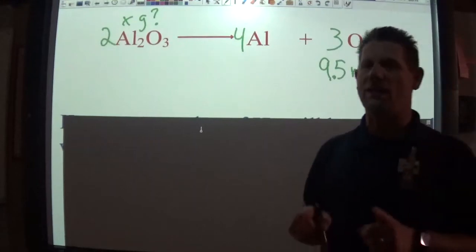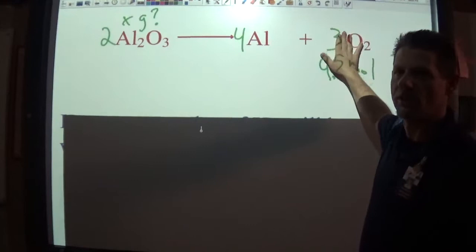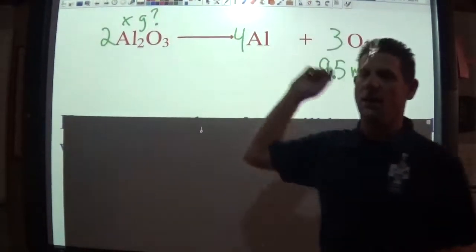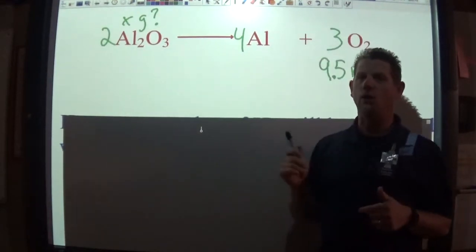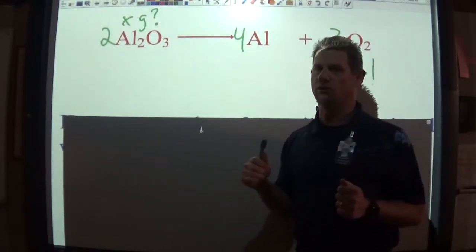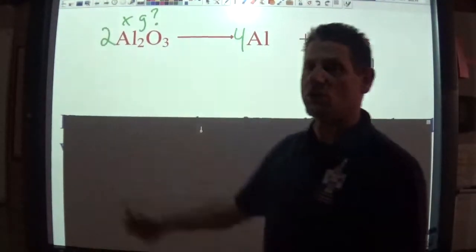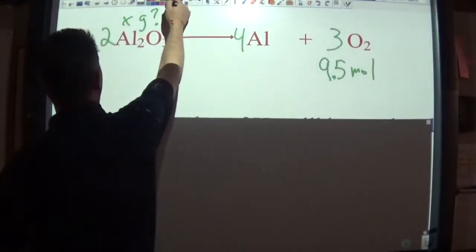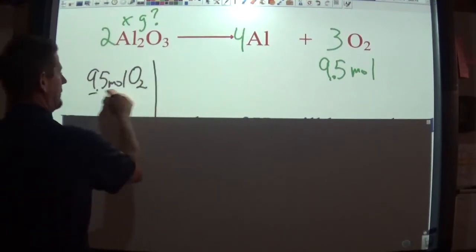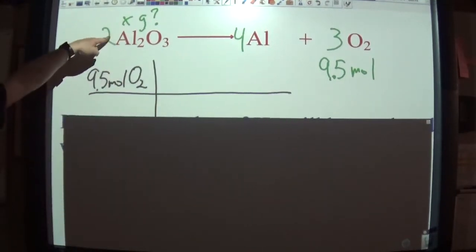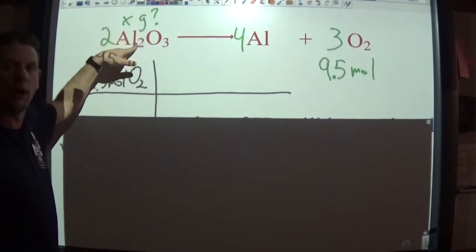There is no way for me to do this problem in one step, because there is no relationship between moles of this and grams of that. The balanced equation is only a relationship between moles. I can only go from moles of one thing to moles of another. So this 9.5 moles, I can figure out how many moles of this it is. It's going to look like this. We'll go 9.5 moles of oxygen, and we want to convert this into moles of aluminum oxide, because the only way I can get to grams is if I know how many moles this is.